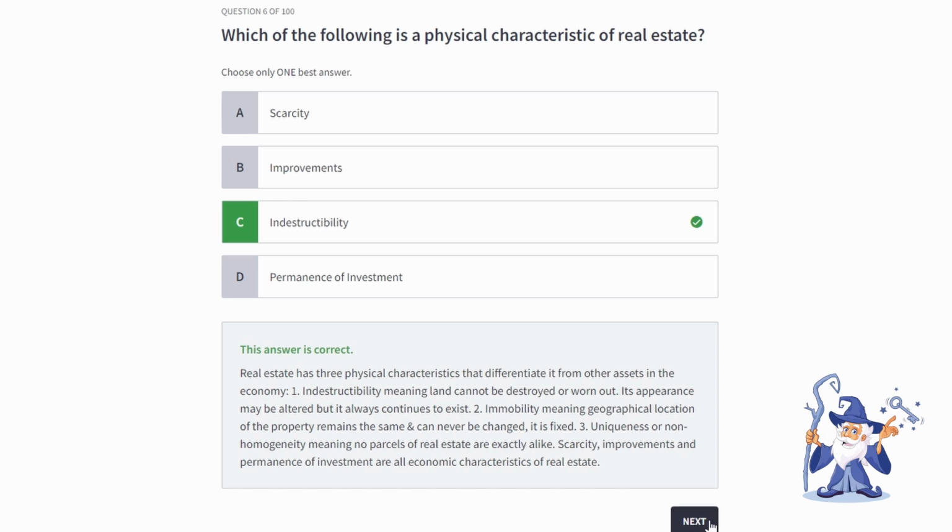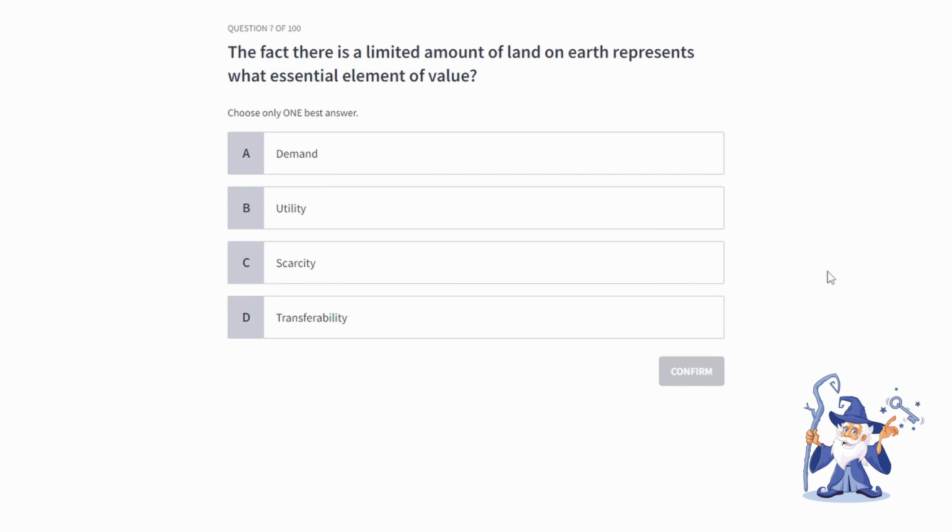All right, next one. Okay, question number 7. The fact there is a limited amount of land on Earth represents what essential element of value? And it gives us four answers. A, demand, B, utility, C, scarcity, or D, transferability. So go ahead and think that one over.